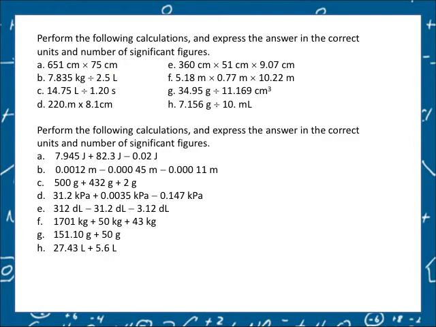Fifth one, 5.18 times 0.77 times 10.22. Calculator returns 40.763492. This guy has my lowest sig figs at 2, so I want to keep the first 2, the 4 and the 0. Look at the next one to tell me how to round the last one I want to keep. 7 rounds up. My answer is 41.